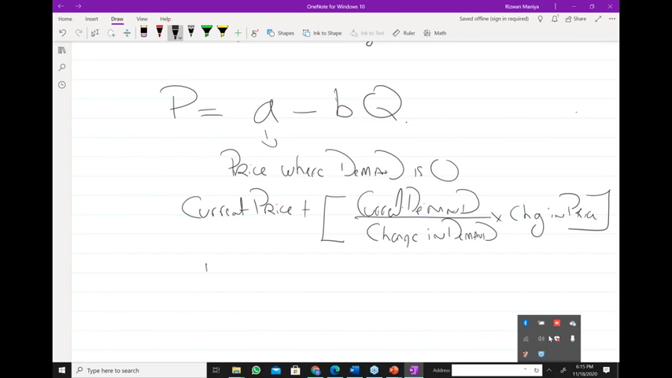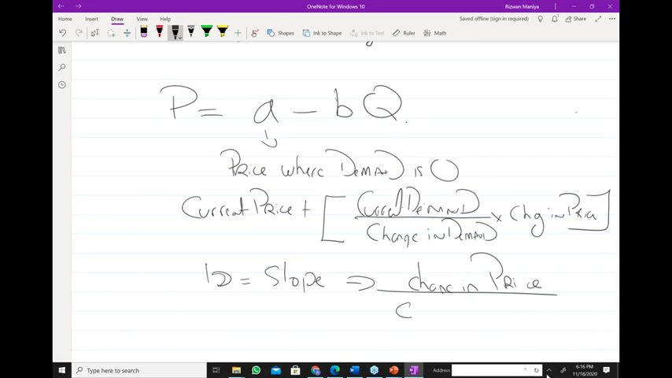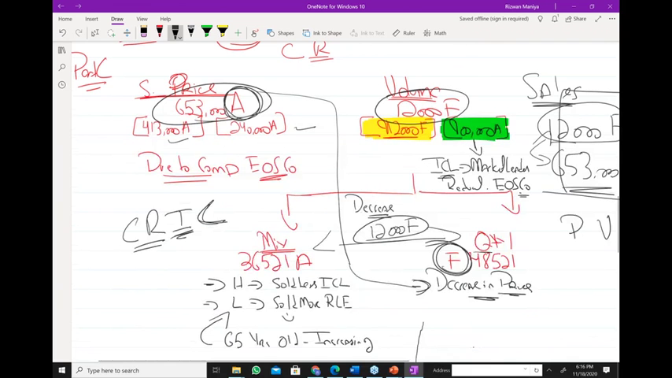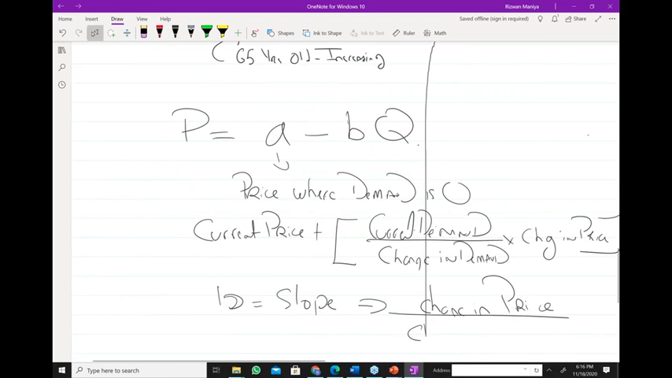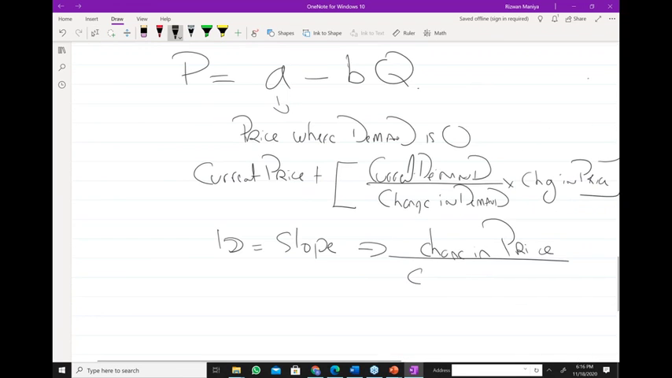Now, what is B? B is the gradient or slope. We call this slope. So how do we find this? We find this by a formula: change in price over change in demand. This is a very interesting question. Please be with me.